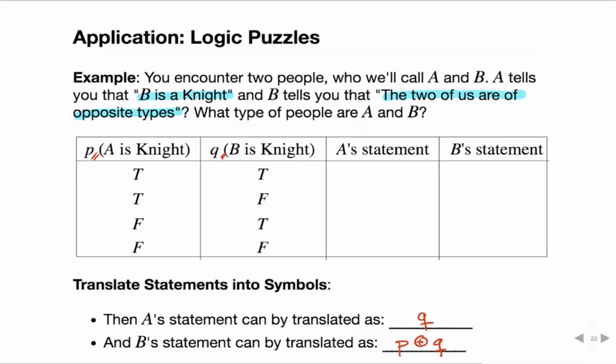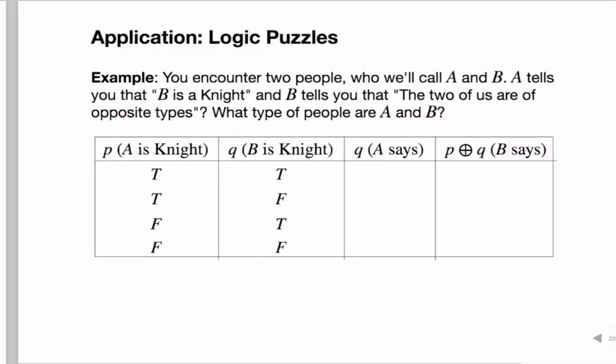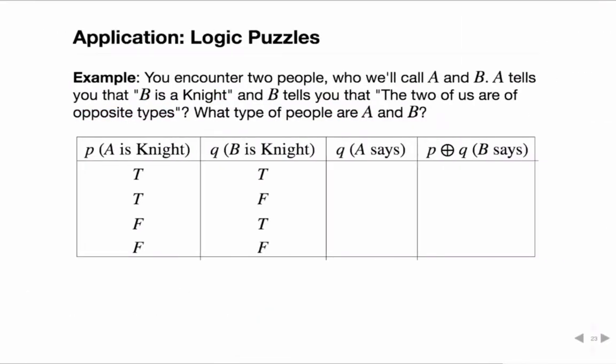And so now what I'm going to do is create two columns in the truth table corresponding to those logical propositions, and this looks like this. The next thing I'm going to do is fill out the truth table, and after that we'll talk about how you can use the filled-in truth table to determine the natures of A and B.